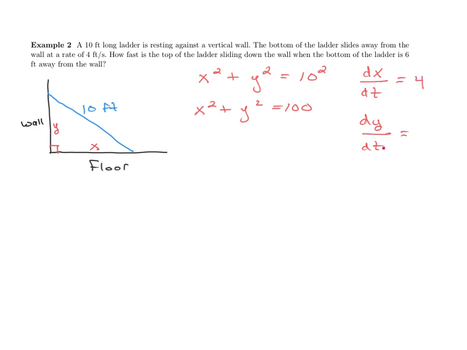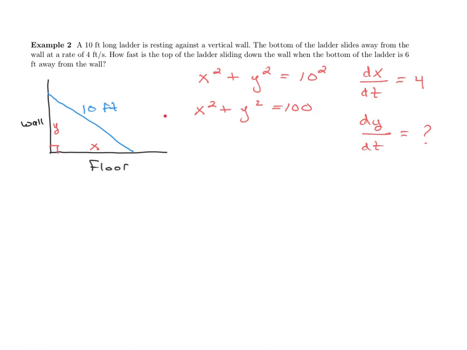Do we know dy/dt? And the answer is no. It says, how fast is the top of the ladder sliding down the wall? Well, that's the thing that we're trying to solve for. That's how fast this distance is decreasing. So this I actually don't know, but it's the thing I'd like to solve for. Since this variable is decreasing in size, I'm expecting this to be a negative number. So knowing this, can I figure out this?